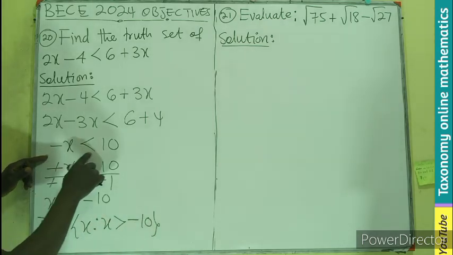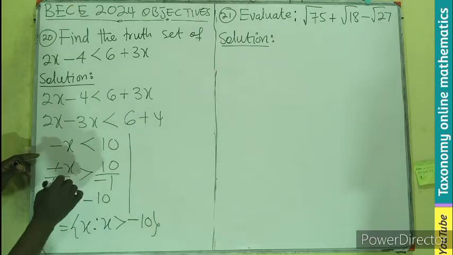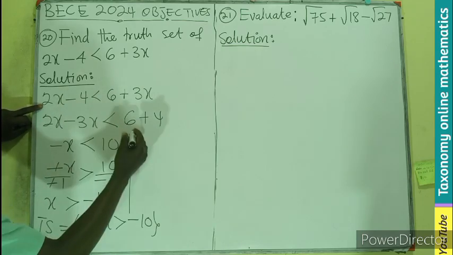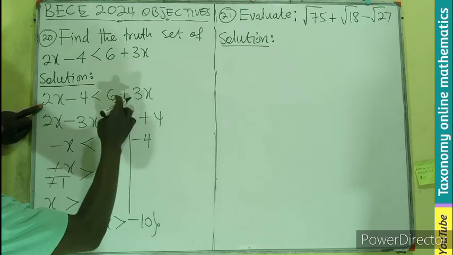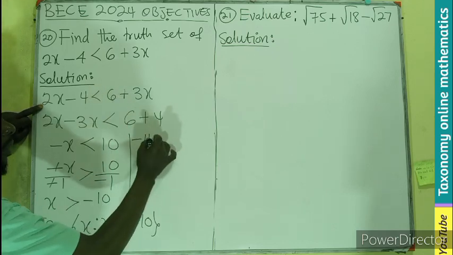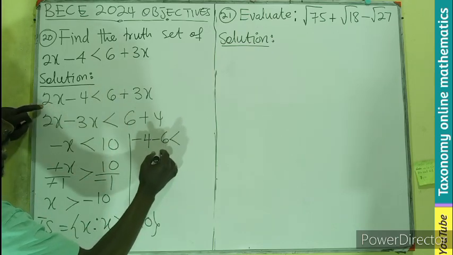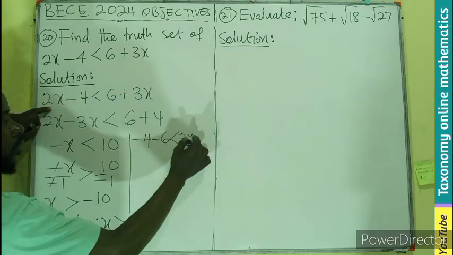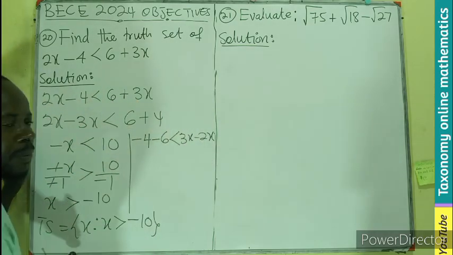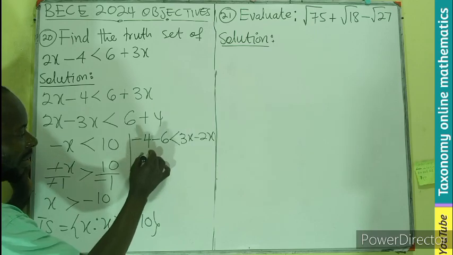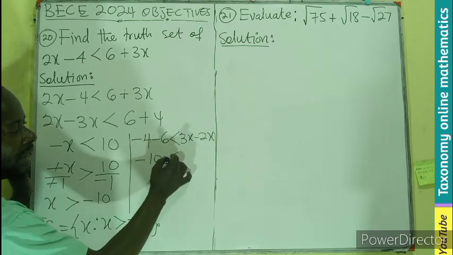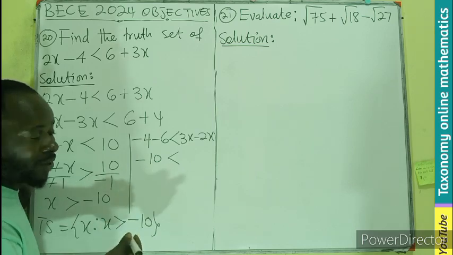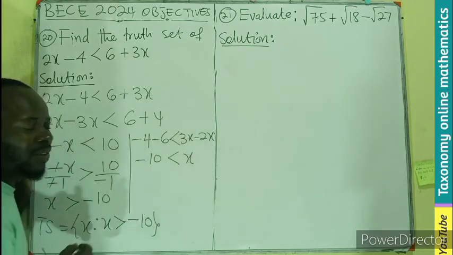Now, for you to understand this concept here, we can also say, let's maintain the negative 4 here. Then we subtract 6 from both sides. That should be less than, maintain your 3x. Now subtract your 2x from it. I believe you'll be having negative 10 in this area, less than 3 minus 2. 3 minus 2 will give you 1, and that will be x.